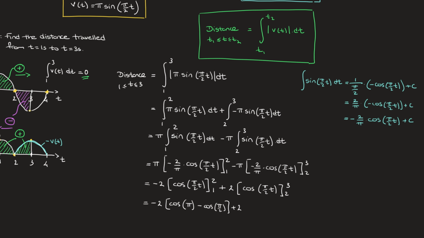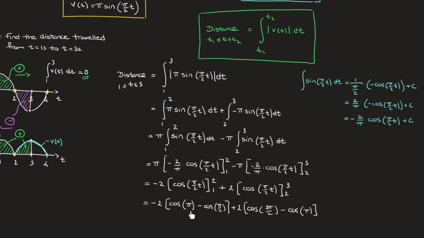Next, for the second pair of square brackets, we'll have 2 times cosine of pi over 2 times 3, since the upper limit is 3, so that's pi over 2 times 3, which is 3 pi over 2, so that's cosine of 3 pi over 2, minus cosine of pi over 2 times 2, that's the lower limit. So pi over 2 times 2 is just equal to pi, so that's cosine of pi.